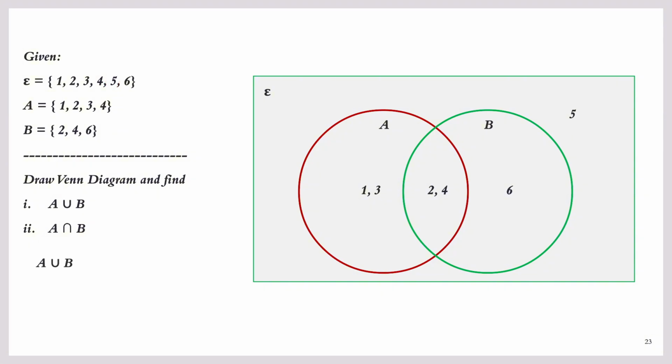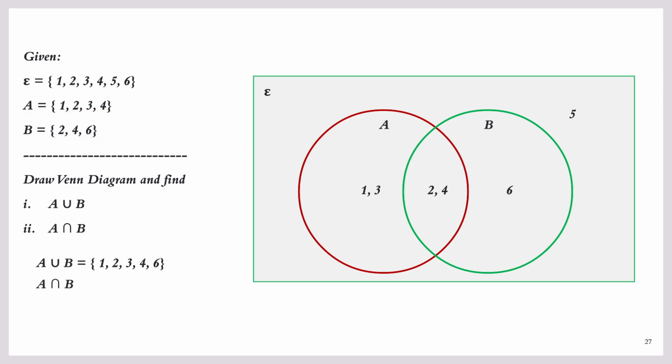And now we can move on to finding A union B and A intersection B. First, let's talk about A union B. A union B are all the elements that are in set A or set B. So we read set A first and then set B. We write all the elements, even the overlapping ones, but only once. So we go 1, 2, 3, 4, and 6.